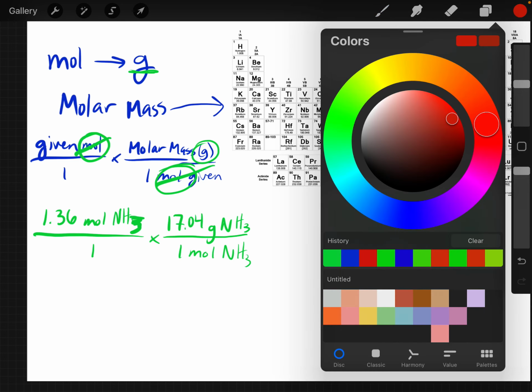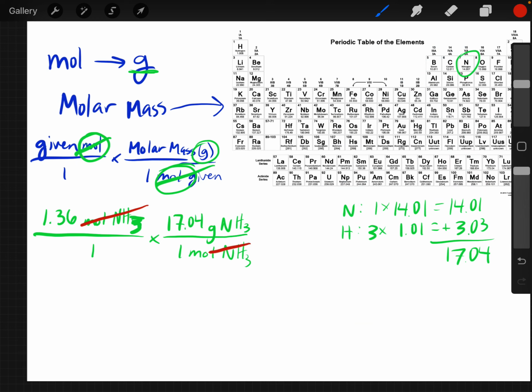I'm able to cross out this moles of NH3 and this moles of NH3 because math. And I'm left with grams of NH3 at the top. And then all I have to do is multiply across the top, multiply across the bottom, divide the top by the bottom. I don't have a calculator shown here. I'm sorry, I'm not fancy enough. I'm just going to do it. I'm going to tell you what I'm typing, then I'll just write down the answer that you get. You can do it along with me if you want.